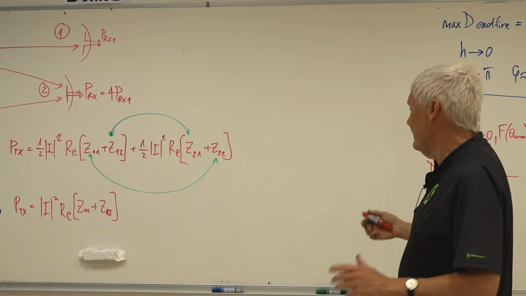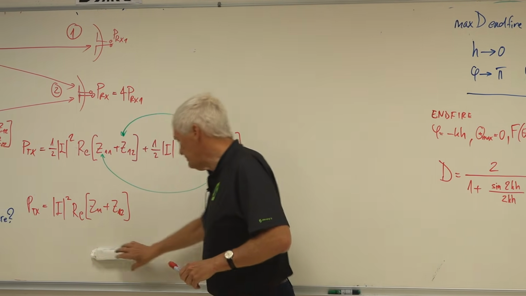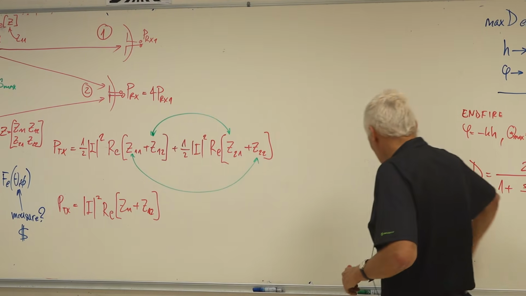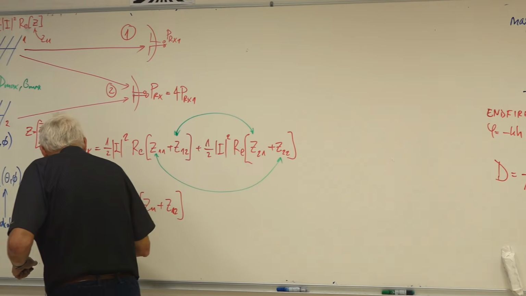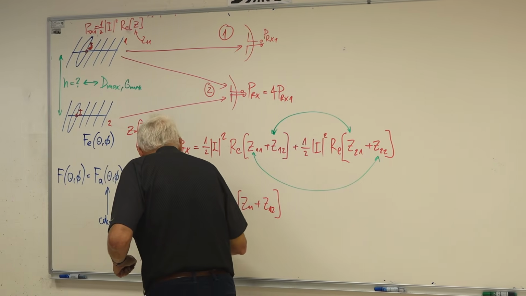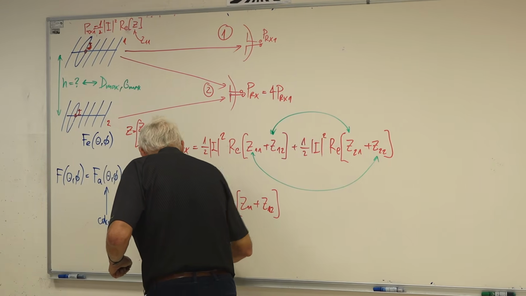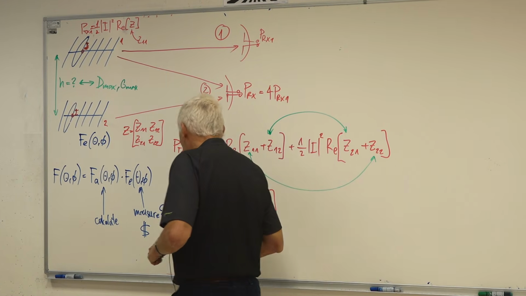Now, what is the actual gain of this system? The actual gain, so the gain of the whole system, or the directivity of the whole system, divided by the gain of the element.